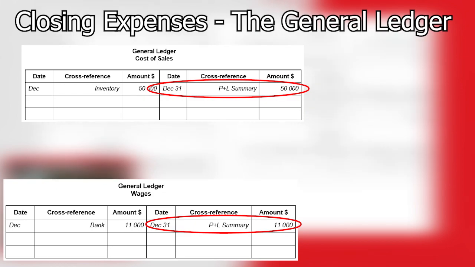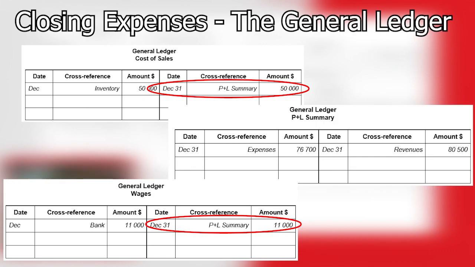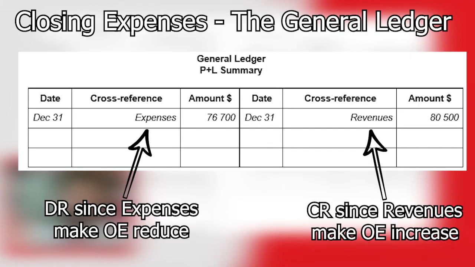But what about the P&L summary? We see here, you just go onto the debit side, you go expenses, 76,700. So the P&L summary operates almost like a pseudo owner's equity account, where if it goes up via, say, revenues, it's a credit, and if it goes down via, say, expenses, it will be a debit. So right now, we've got debit 76,700 and revenues 80,500 on the credit side. So credits are currently higher than debits.